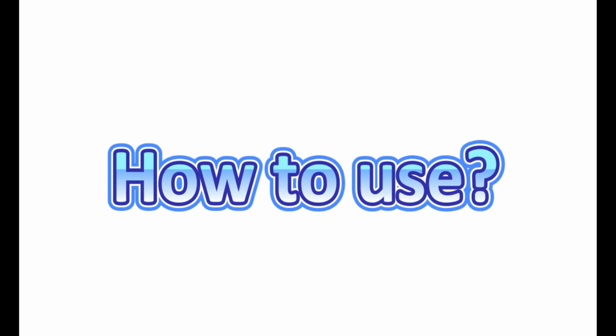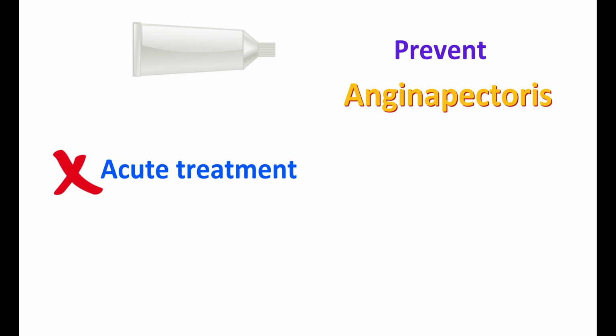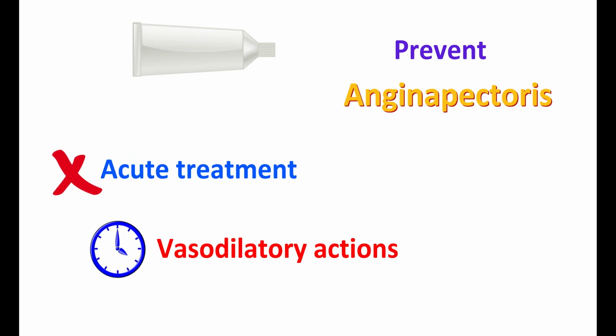How to use this ointment? This ointment should be used to prevent angina pectoris, but it is not used for acute treatment. Since it takes some time to produce vasodilatory actions, it is not suitable for immediate action. Therefore, nitroglycerin ointment is used to prevent chest pain, so it is used as a prophylactic.